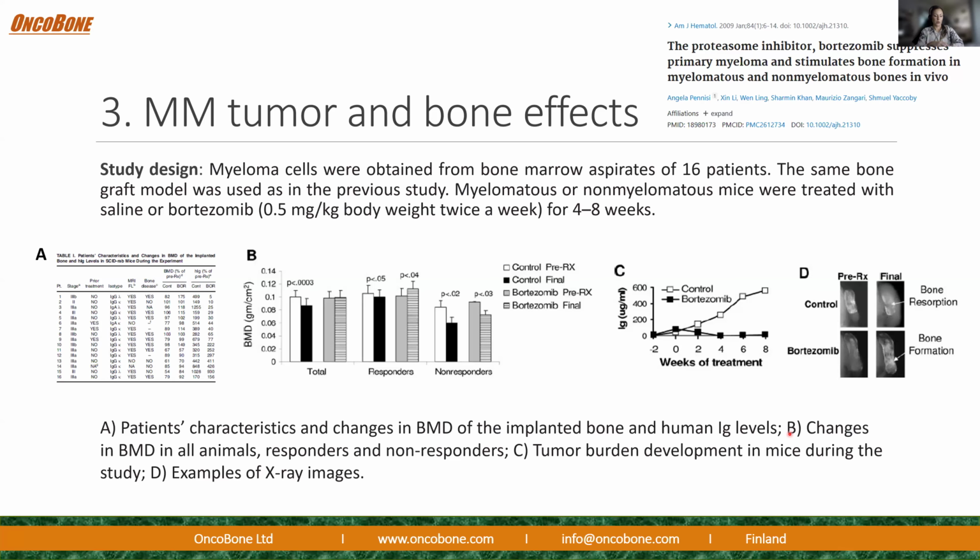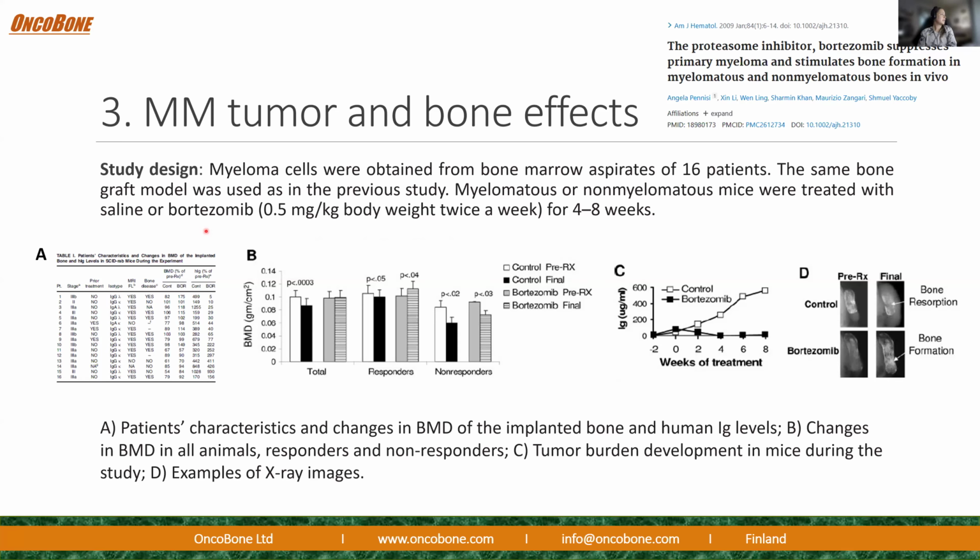Let's move forward to the third example, which is then a multiple myeloma tumor and bone effects. So in this study, they were using basically the same kind of approach as in the previous study, so bone marrow aspirates from the patients and the same bone graft. They were using here myelomatous and non-myelomatous mice, and they were treated with saline or then bortezomib. So this was one of the drugs that I described in the earlier slides. So this is one of the drugs currently given as a standard of care to the patients.